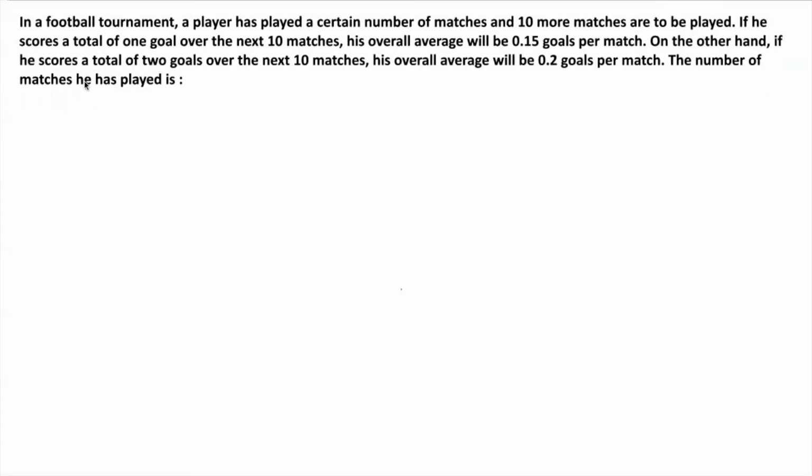Hello guys, so let's look at a new question from CAT 2021. In a football tournament, a player has played a certain number of matches and 10 more matches are to be played. If he scores a total of one goal over the next 10 matches, his overall average will be 0.15 goals per match. On the other hand, if he scores a total of 2 goals over the next 10 matches, his overall average will be 0.2 goals per match. The number of matches he has played is?